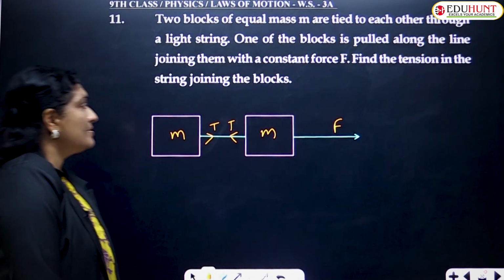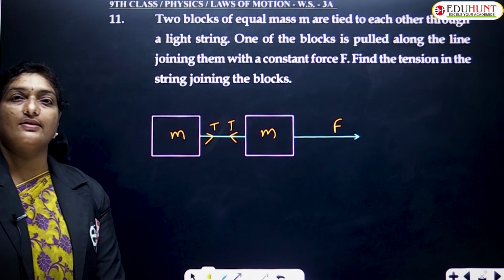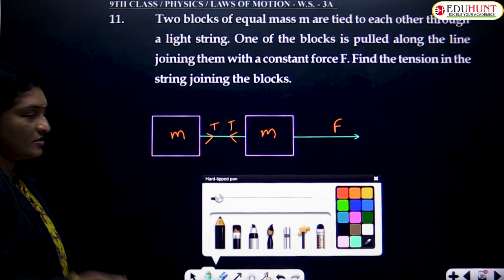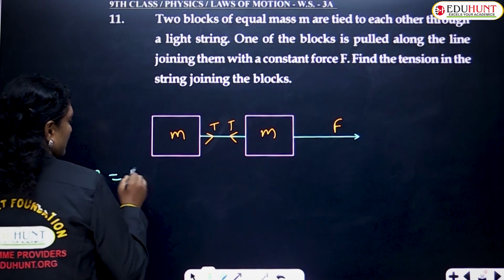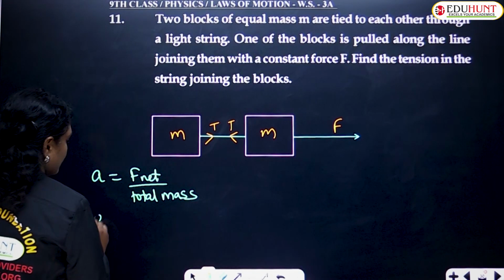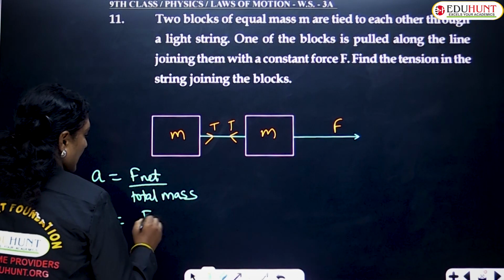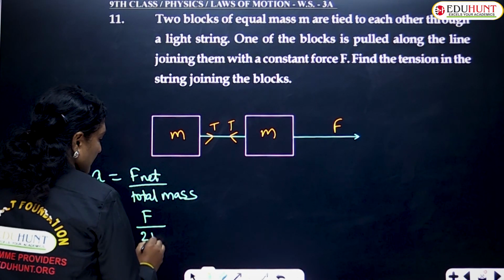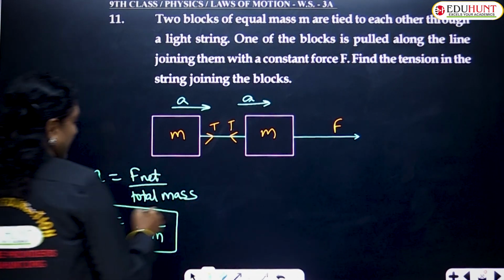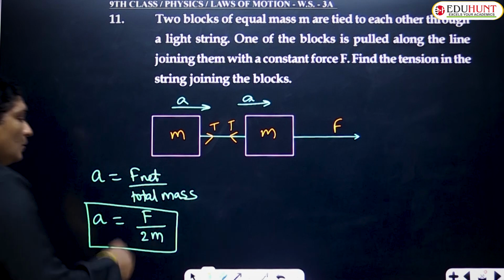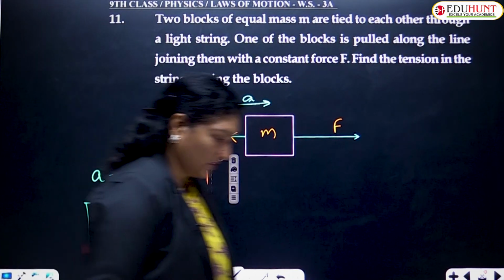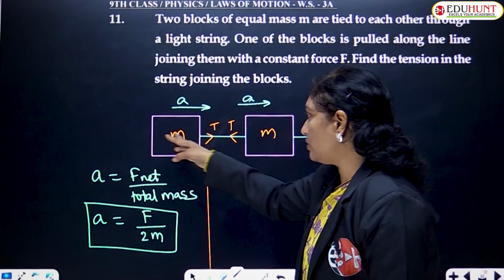First of all, before trying to solve for tension T, let us first solve for the acceleration. So children, whenever a force F is applied, the two blocks will be accelerated with the same acceleration. So the acceleration of the two blocks will be equal to the net force upon the total mass. What is the net force acting? F. What is the total mass? M plus M, that is 2M. Hence both bodies will move with the same acceleration, and that acceleration is F upon 2M. Up to this it is clear, I think. So now let us try to find the tension in the string. Clearly we know that this tension T is only pulling this mass M.